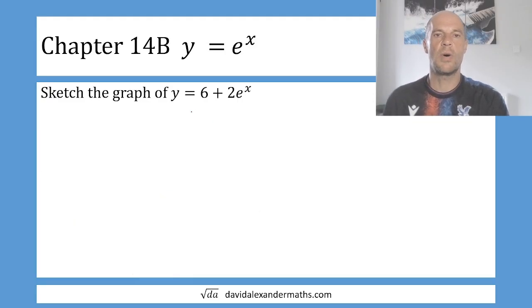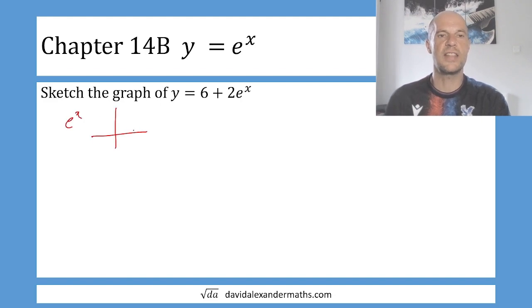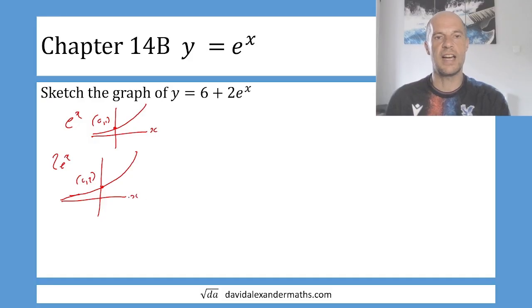Sketch the graph of y equals 6 plus 2e to the x. Okay, so first of all, I would do e to the x. So e to the x, just a little exponential curve. The x-axis is the asymptote, and it's going through 0, 1. So what is 2e to the x? Well, it's going to be fairly similar, except it's going through 0, 2. Okay, and what is the asymptote? Again, it's still the x-axis.